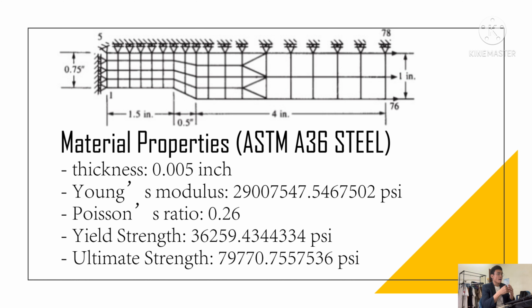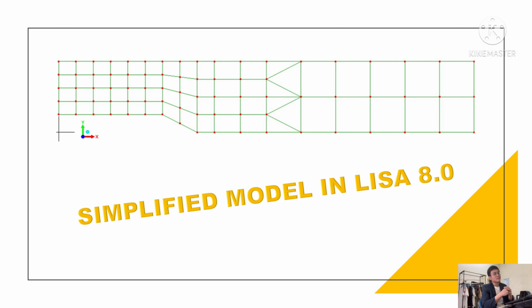Like the previous task, we are using ASTM A36 steel. However, unlike the previous task, we are using English units here, and we are using a thickness of 0.005 inch. All the material properties, we convert them into English units to be inserted into the LISA software. So this is the simplified model created in LISA 8.0 software.